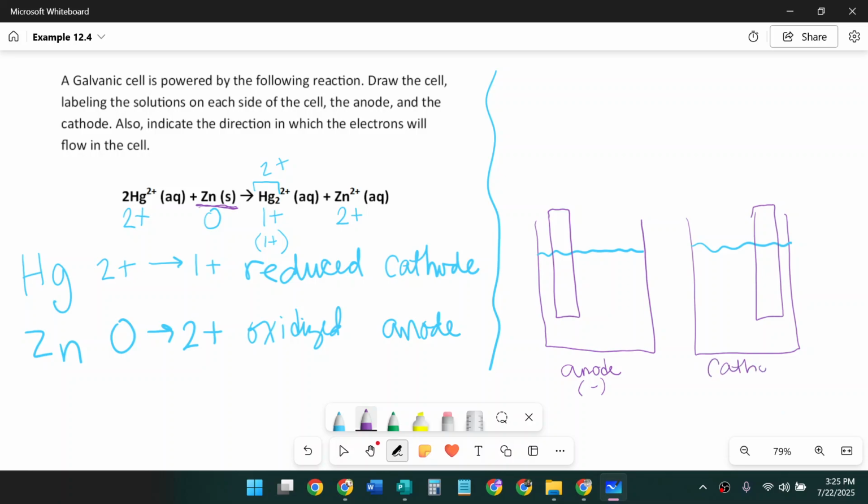Again, I like to put the anode on the left, the cathode on the right, because then as I draw my little electrons coming across, I can have them going in the same direction that I read, left to right. Okay, so in my thing, zinc is on the anode side. It's being oxidized, and zinc is solid, which means that this electrode right here is a zinc electrode.